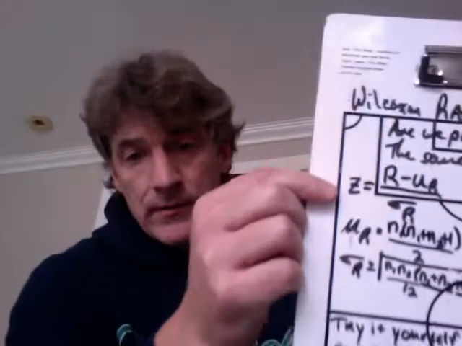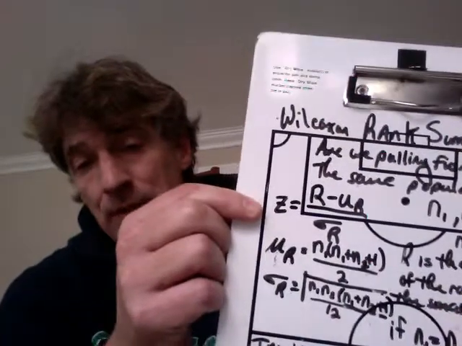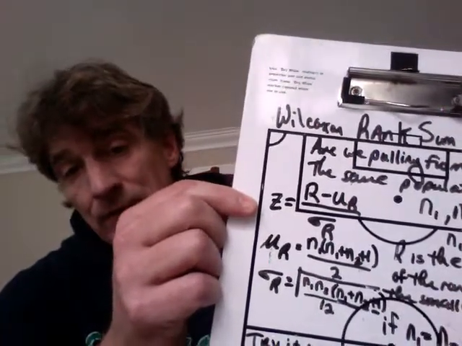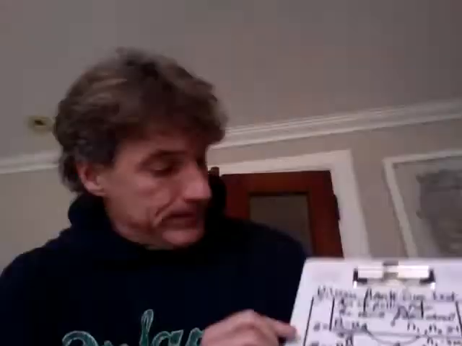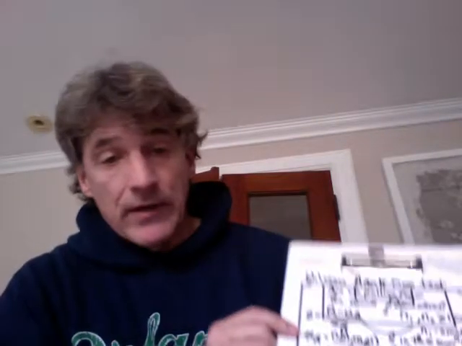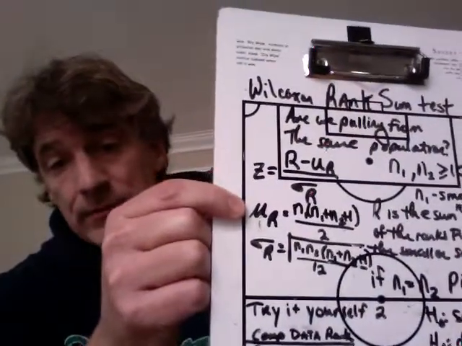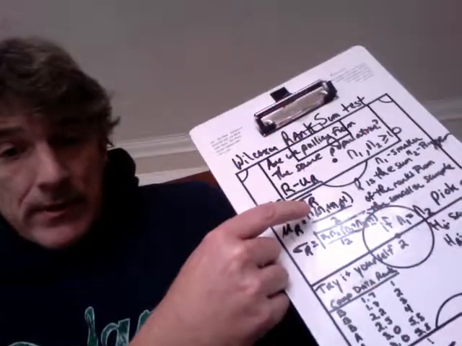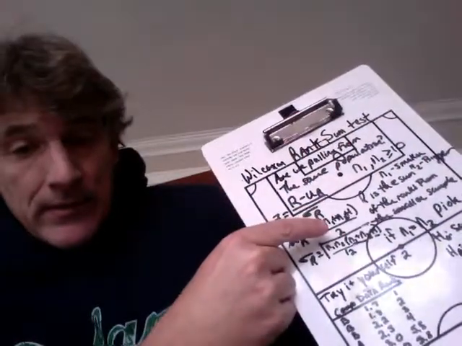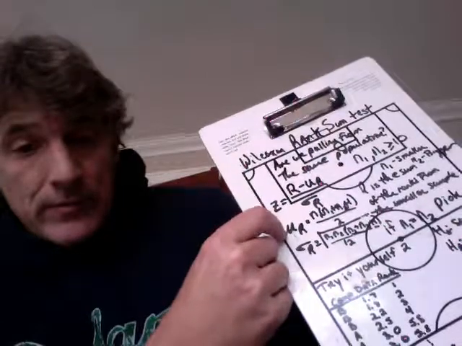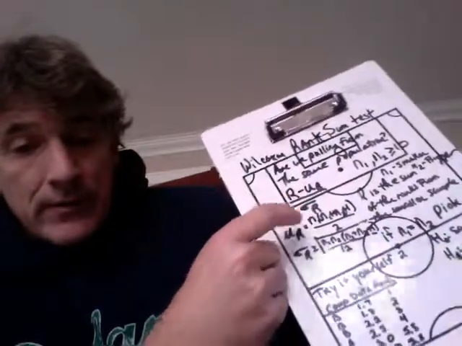Your test statistic will be a z-score, and the formula for the z-score is the capital R minus the mean sub R, over the standard deviation sub R. And the formulas for the mean sub R and the standard deviation sub R are as follows. You're going to take N1 times (N1 plus N2 plus 1) divided by 2, and that gives you mu sub R, which goes there in your formula.